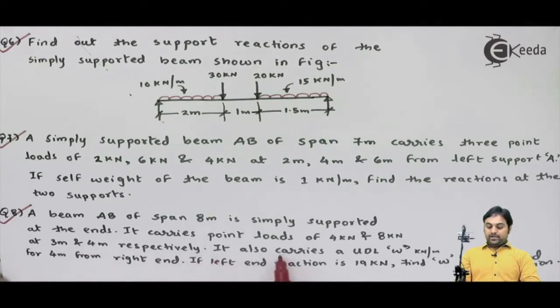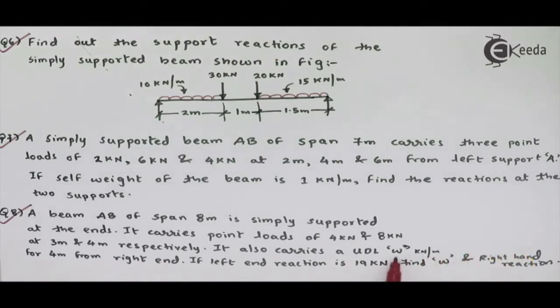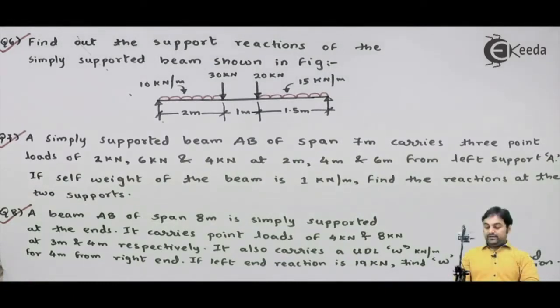It also carries a UDL W kilonewton per meter. It means the value of UDL is given in the form of W. It is not a whole number. Then for 4 meter from right end, if the left end reaction is 19 kilonewton, find W and right hand reaction. So this is the question which we have.